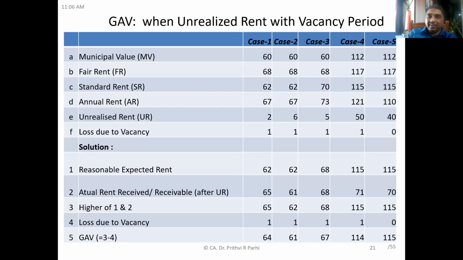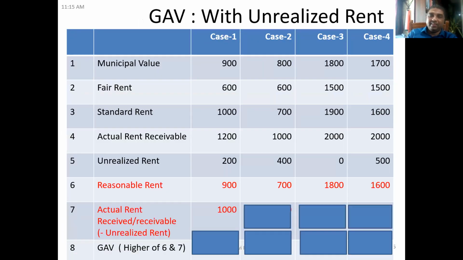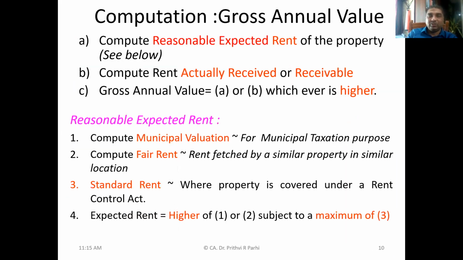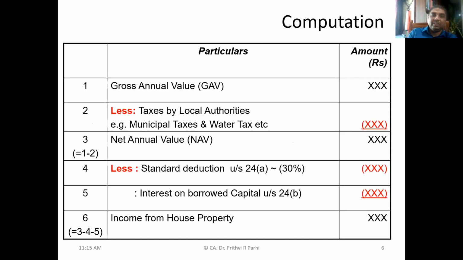Right, friends? Now, if I go back to the concept of net annual value, I had shown you this chart from the very beginning. First, what is important here is to compute gross annual value. Now we have understood how to compute it. Therefrom, what is to be deducted? Taxes from local authorities, like municipal taxes, water taxes, etc., have to be deducted. Then you will be getting net annual value.